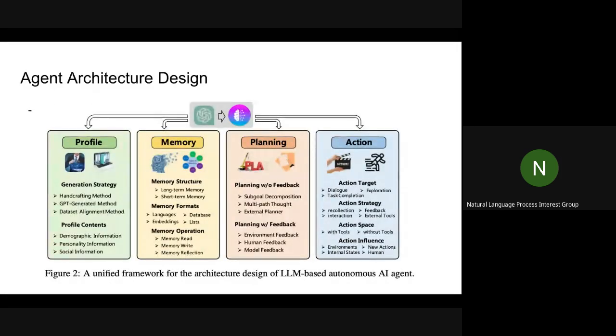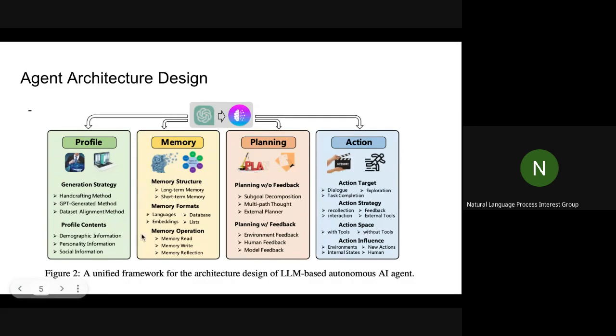So this is a diagram of how they break down the entire agent architecture. Within the profile, they have 3 main generation strategies: handcrafting, GPT or LLM generated, and a dataset alignment method. And then you can set it based off of a ton of different profile contents, like demographic information, personality information, social information, etc.